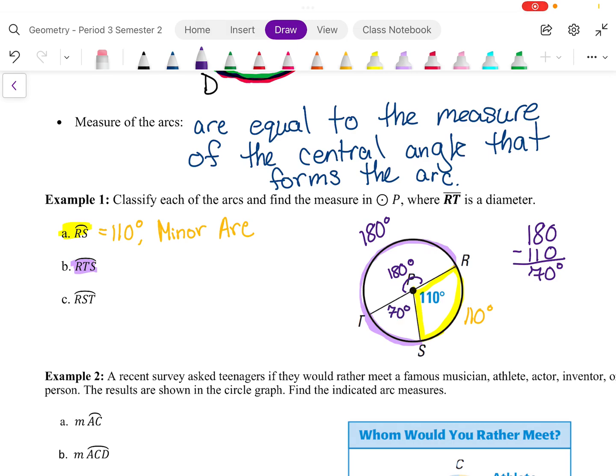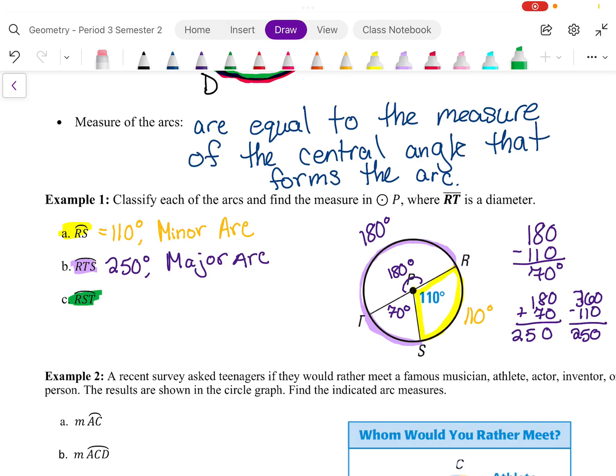Now we can figure out what arc RTS is equal to. And there's 2 different ways. So we could either do the 180 plus 70, and that will get us 250. The other way would be taking 360 minus 110. And the reason we can do that is because arc RTS takes up the entire circle except for the portion that's covered by RS. And you'll notice we end up with the same answer. So it's going to be 250 degrees. And this one is a major arc because it is more than 180.